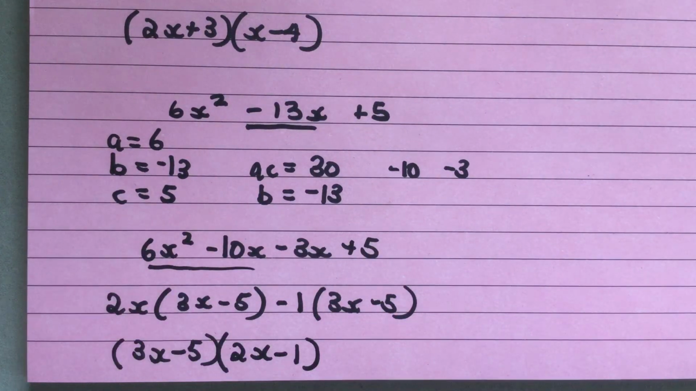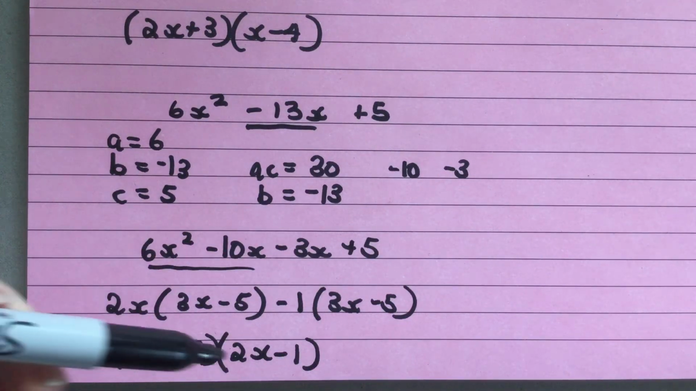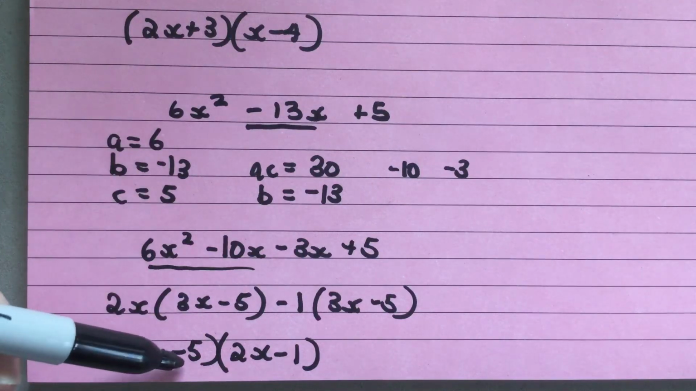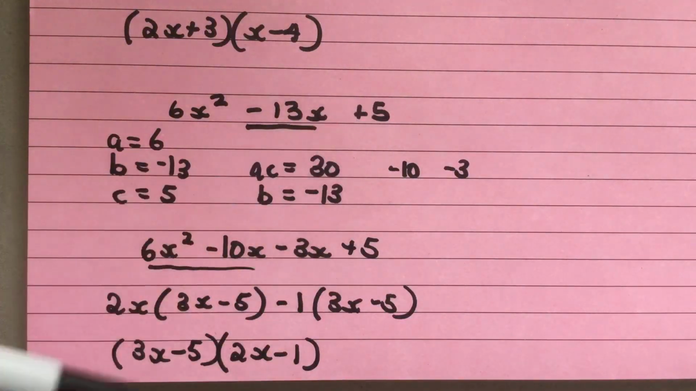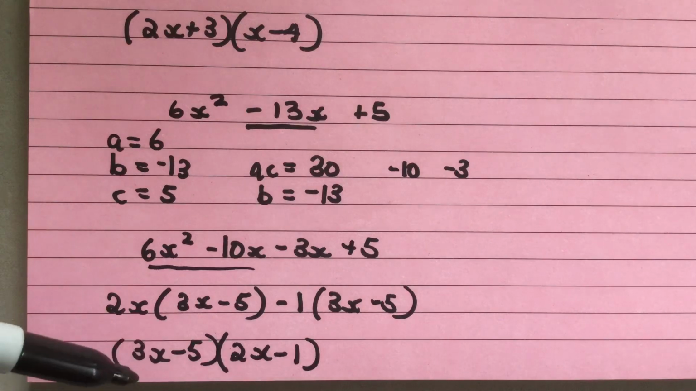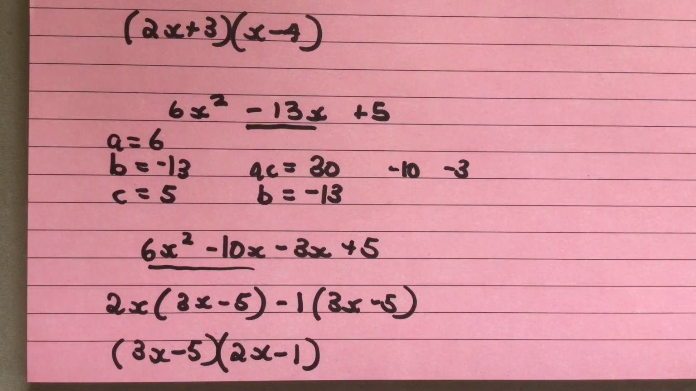You can always do a quick check at the end that will multiply out. 3x times 2x gives me 6x squared, negative 5 times negative 1 gives me positive 5, and then I've got negative 10x and negative 3x for the middle there. So you can go and do a track back and check that your answer works.